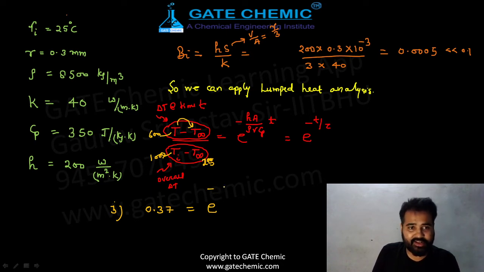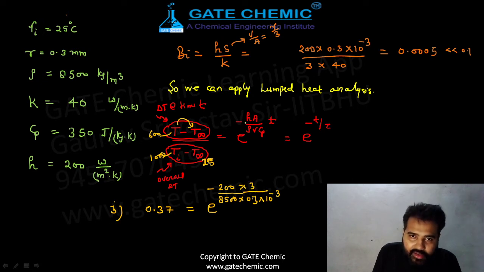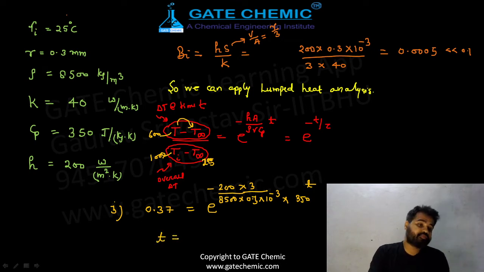So minus h is there, h is 200, and I'm not writing A there. There is no need to calculate A and V separately. Rho is 8500, and V by A, since we bring A down, in place of V by A I can write R by 3. So R is 0.3 into 10 to the power minus 3, and divided by 3. Cp is 350, and here t. One equation, one unknown. Now solve it and tell me t. Come on everyone.